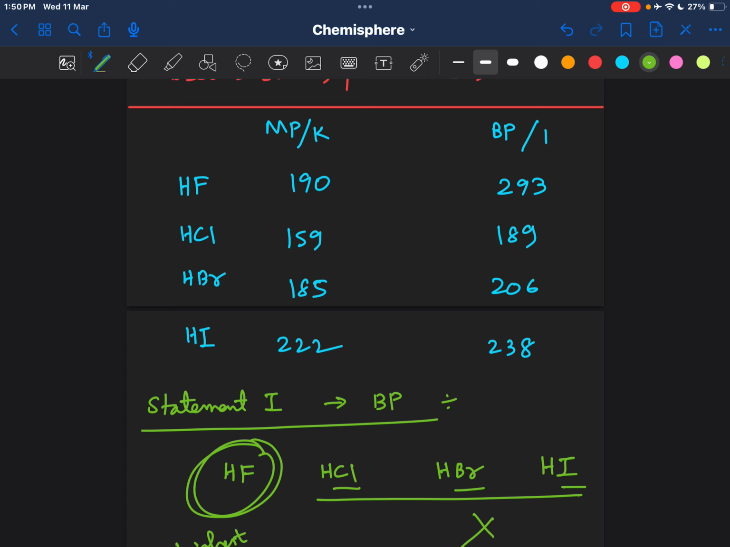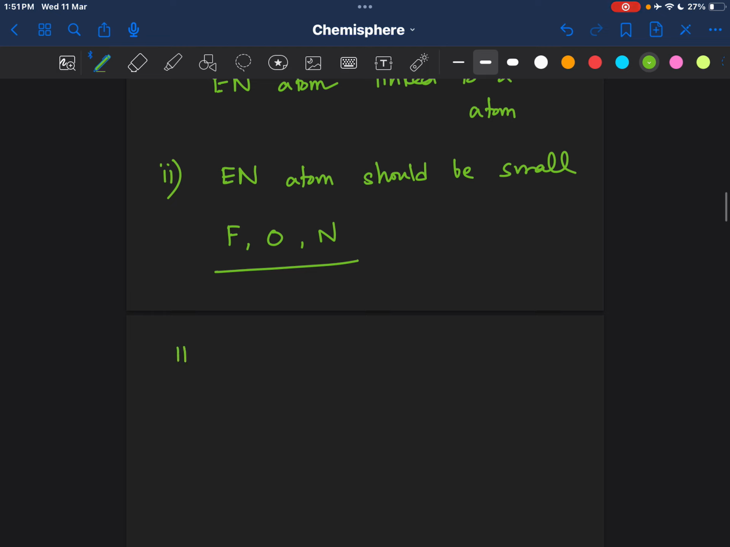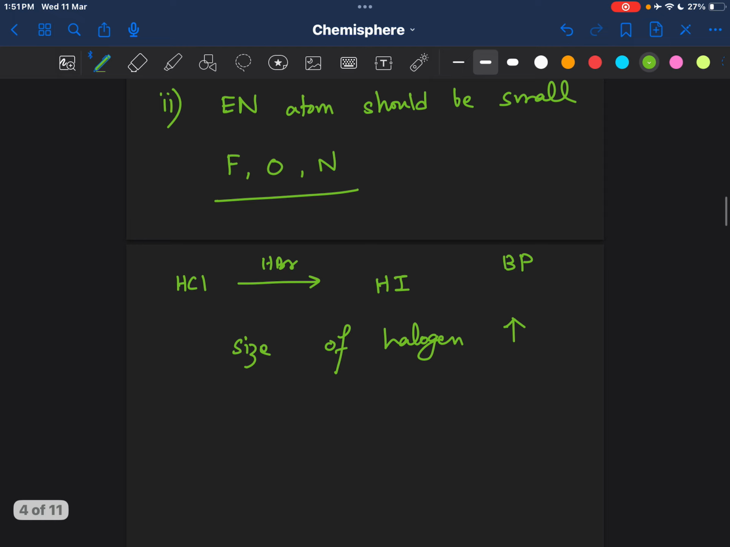And if you look at the order, hydrogen fluoride has the maximum. Okay, now next, if we observe, as we go down from HCl to HI, the boiling point increases. So the reason behind this observation is that the size of the halogen increases. Now as the size increases, the attractive intermolecular forces increase. So there are many attractive intermolecular forces. Hydrogen bonding is one of them.